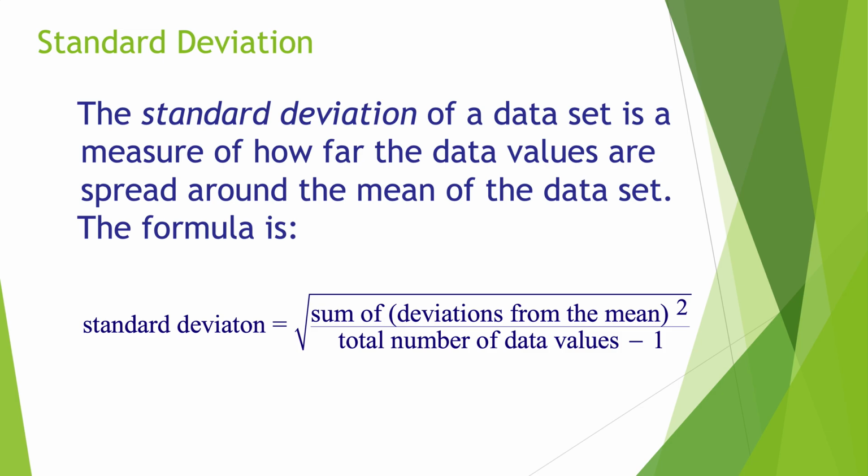Now, the formula for standard deviation is this. You got to add up the squares of all the deviations from the mean, divide by the total number of data values minus 1, and then square root it.